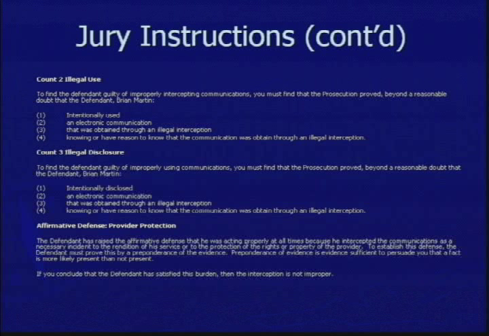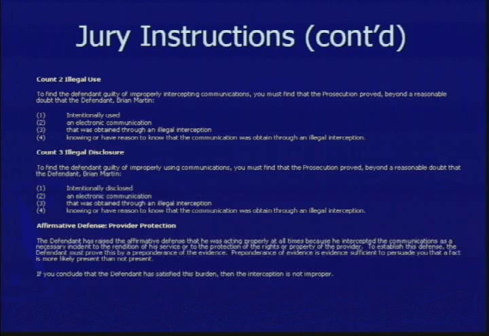Charge number 2, illegal use of the intercepted communications. To find the defendant guilty of improperly intercepting communications and using those communications, the prosecution must prove beyond a reasonable doubt that the defendant intentionally used an electronic communication that was obtained through an illegal interception, knowing or having reason to know that the communication was obtained through an illegal interception.